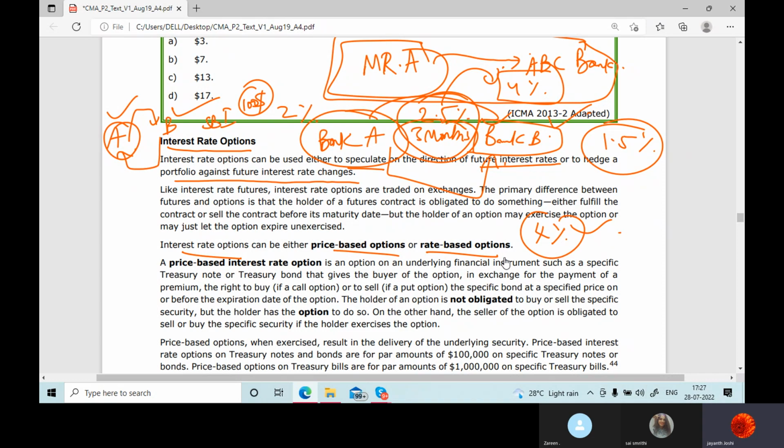Now you'll be thinking, why bank B will accept? See, both have different perception. In market, when two participants meet, they have different perceptions. Bank A thinks that the rates are going to go down, but bank B is worried that the rates are going to go up. And anything can happen.